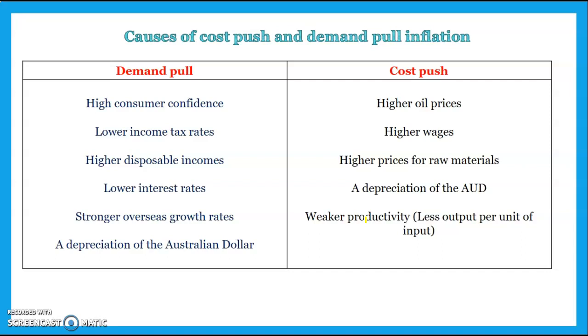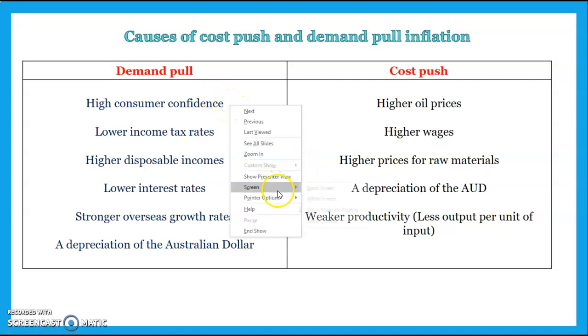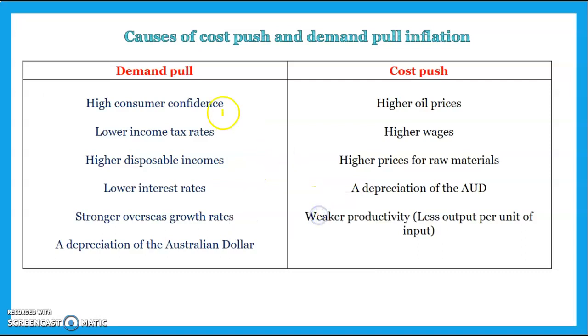So to finish, here's some examples of things that might cause demand inflation and cost inflation. So demand inflation might be caused by higher consumer confidence. When people are confident, they generally spend more, and that leads to more inflation. Lower income taxes, when there's lower tax rates, people generally spend more because they've got more disposable income. Higher disposable income, so people have just got more money from their job, which might be because they're getting paid more, because taxes are lower. Lower interest rates, people will spend more because they're paying less off their house, so they've got more money to spend, and they're more willing to go into debt.